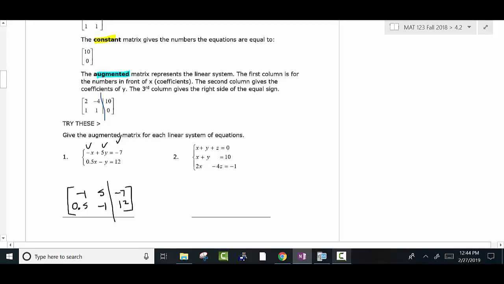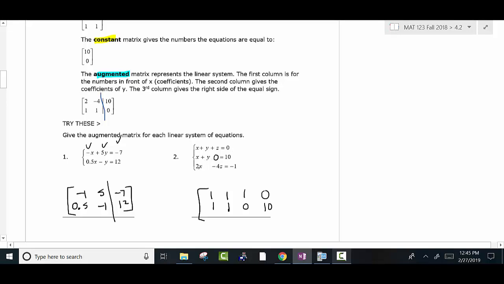When you get to this next one, you got to be kind of careful because there's some missing variables in it, so you have to pay attention to that. What's the first row going to be? 1, 1, 1, 0. Okay, that's clear enough. How about the second row? It's got an x, so x is 1, y is 1. There isn't a z there, so you have to put a 0 there. Then you put the 10. So if you have a missing variable, you got to have a 0 there.